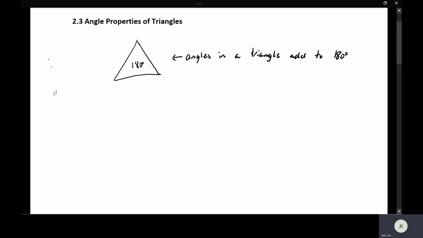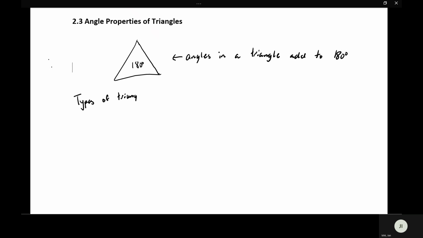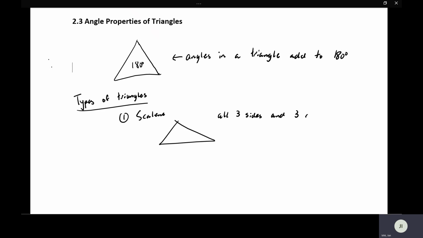Now there are some certain special types of triangles as well. The first one is called a scalene triangle. And that's when you have a triangle and all three sides and all three angles have different measures. Okay, so that's a scalene triangle.